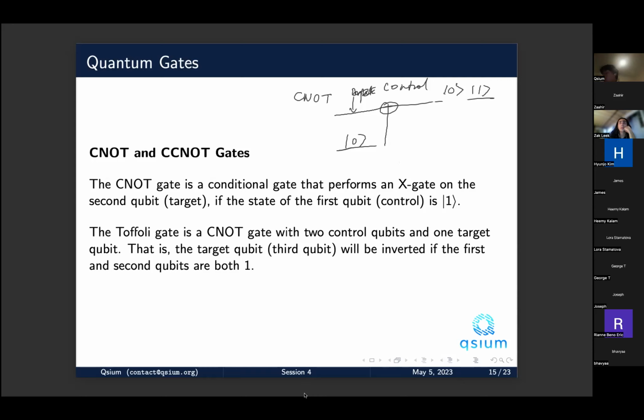Now the CCNOT looks at 3 qubits, where we have 2 control qubits and 1 target qubit. Basically, if both control qubits are in state 1, then the target qubit is inverted. It's very similar, but the CCNOT gate looks at 3 qubit systems. CNOT and CCNOT gates are used so much in quantum computing, and you'll have another look in the breakout rooms. They're very useful in quantum computation.